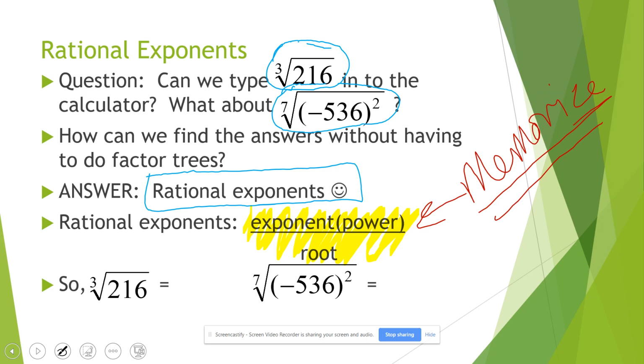The third root of 216. Remember, 216 doesn't have an exponent here, but we know that the exponent is 1. So we can rewrite that as 216 to the 1/3 power. That's the first power over the third root. Negative 536 to the second power and the 7th root. So that's to the 2/7 power.